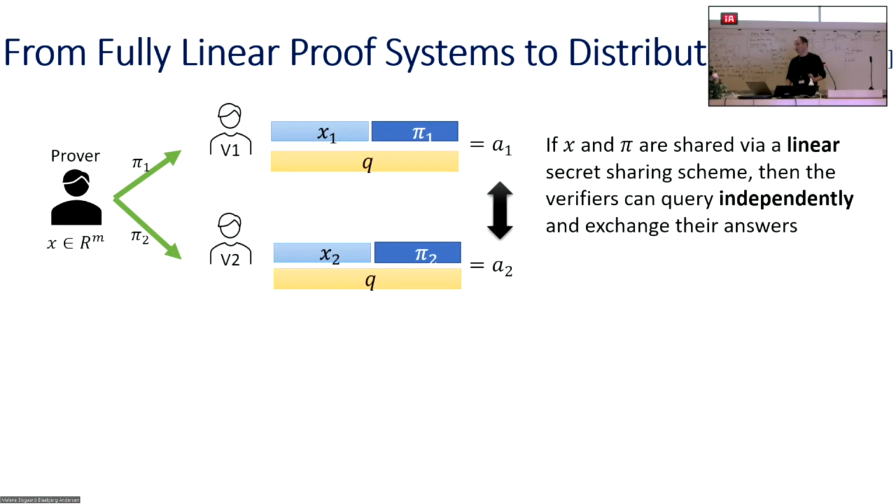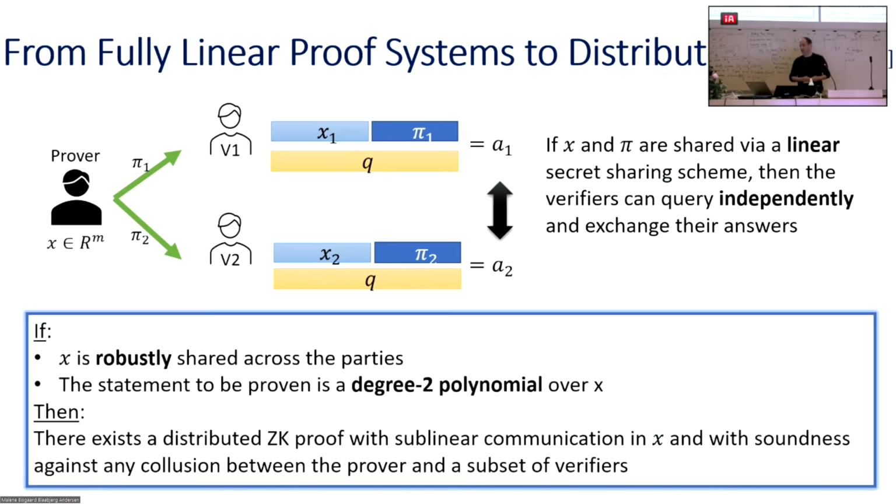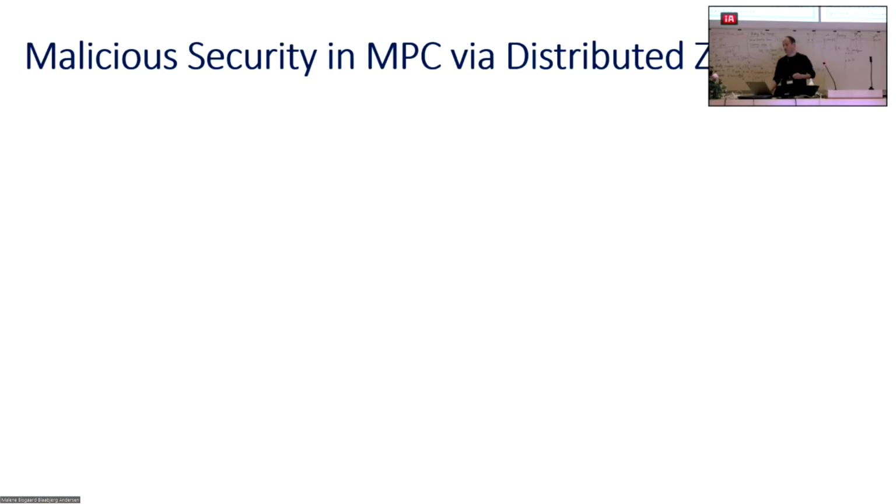And what Boneh et al. showed in the paper is that if X is robustly shared across the parties, robustly shared meaning that the shares held by the honest parties are enough for reconstructing the secret, and if the statement to be proven is a degree 2 polynomial over the input X, then there exists a distributed zero knowledge proof protocol with sublinear communication and with soundness that holds even if there is a collusion between the prover and a set of the verifiers. And this tool is very useful to achieve malicious security in MPC.